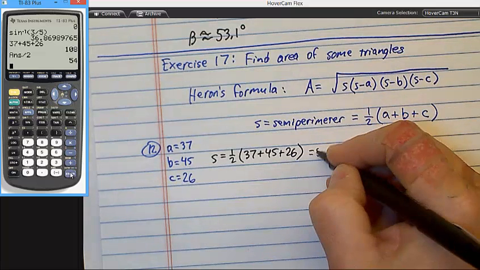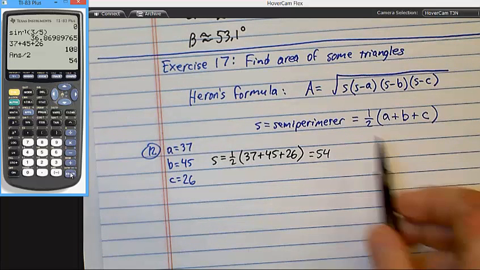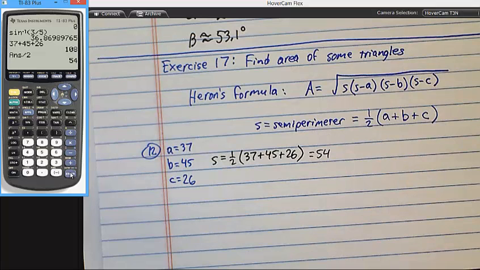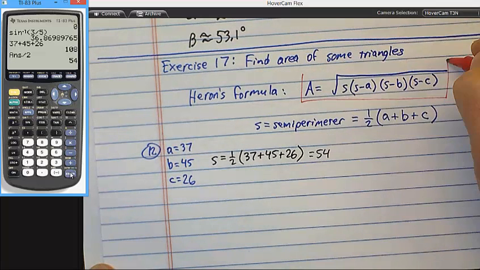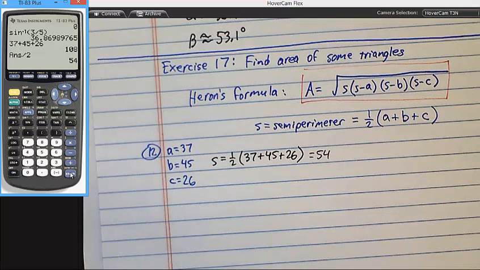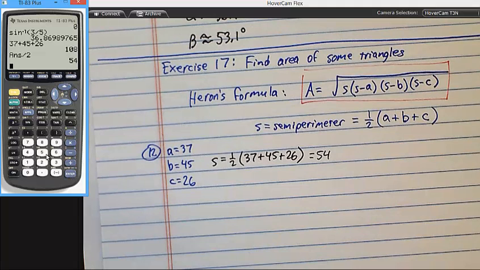And S appears so often in that area formula, you're going to have to keep typing 54. All right? So let's try using this now. We'll use Heron's formula to come up with the area. And let's see. If I want the area, I need the square root of 54 times, and then in parentheses I need 54 minus 37. That's S minus A. Plus, oh wait, I put plus. I need times. That's not going to work.